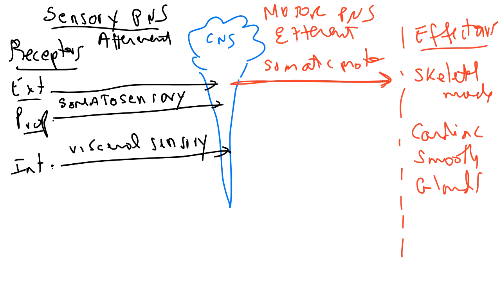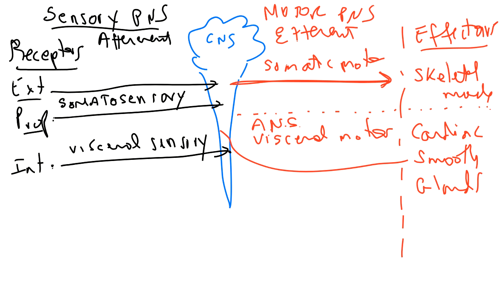The part of the PNS that took care of viscera was the autonomic nervous system, or ANS, also called the visceral motor division. The visceral motor division actually had two types of nerves. One group of nerves was called sympathetic. Another group of nerves was called parasympathetic.